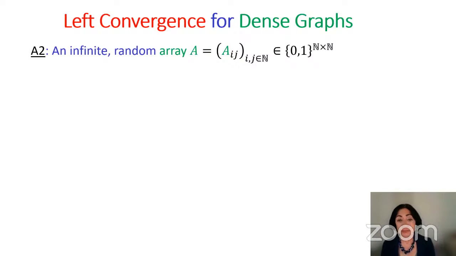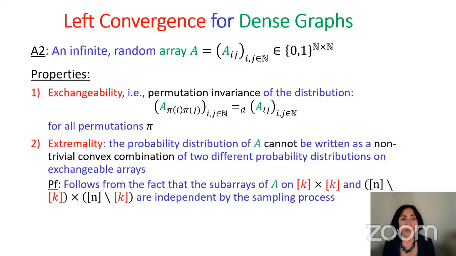So I have an infinite random array, right? An infinite random graph is an infinite random array. What are its properties? Well, it's exchangeable, which has to do with the permutation invariance of the distribution for all permutations pi. It's also extremal. The probability of A cannot be written as a non-trivial convex combination of two different probability distributions on exchangeable arrays. And this follows from the fact that the subarrays of A on K cross K and its complement are independent by the sampling process.